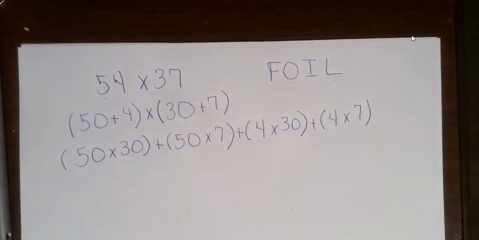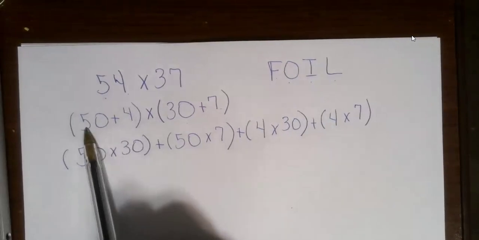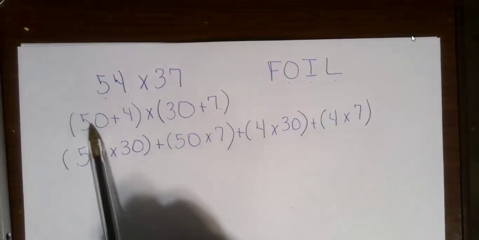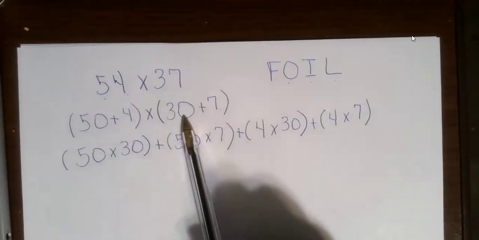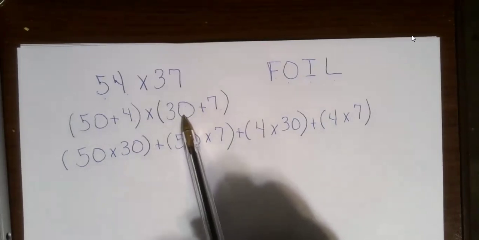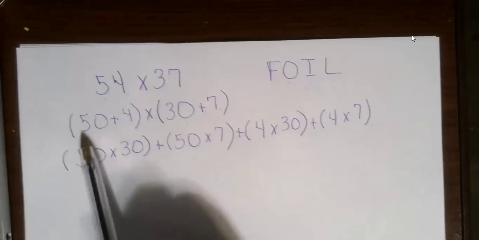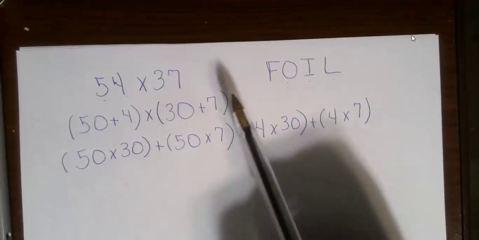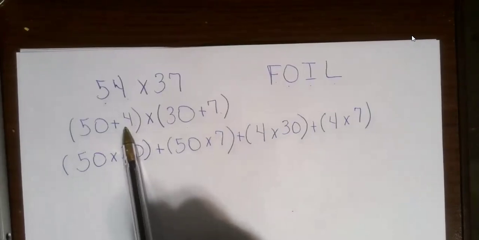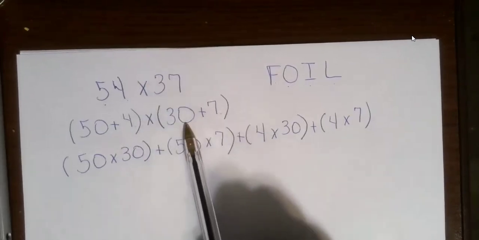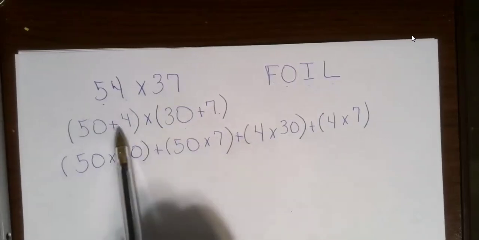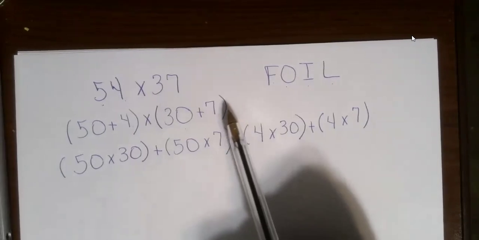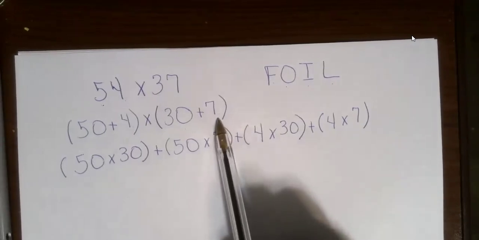So what I did, students, I took my first digit, 50. Remember, I got the expanded form. And I first multiplied it times the first number in the second parentheses. Then I took my 50 again and multiplied it times the second number in the second parentheses. Then I got my 4 from the first parentheses and multiplied it times the first number in the second parentheses. Then I went to my 4 again and multiplied it times the second number in my parentheses.